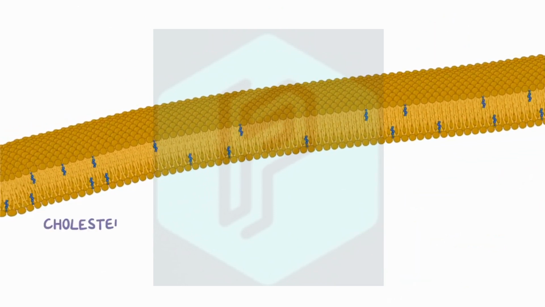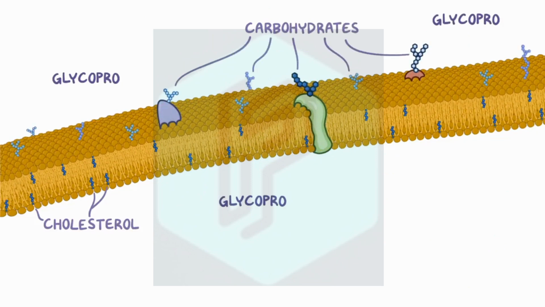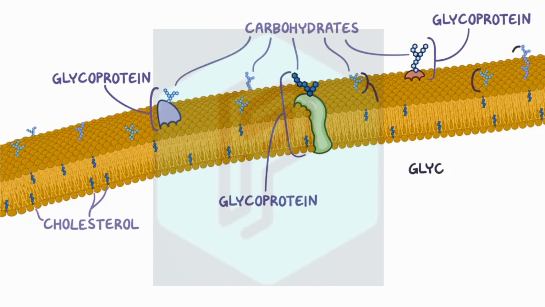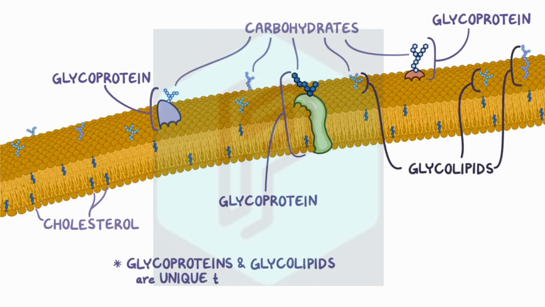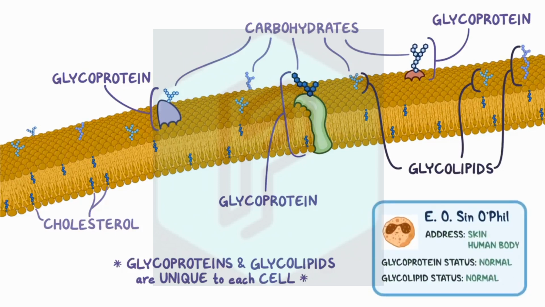Aside from the cholesterol and proteins, cell membranes also contain various carbohydrates, which are usually bound to proteins creating glycoproteins or bound to lipids creating glycolipids. These glycoproteins and glycolipids are unique to each cell, and they help cells recognise one another, a bit like ID cards. In fact, immune cells often distinguish normal cells from invading pathogens based mainly on the glycoproteins and glycolipids on the cell surface.